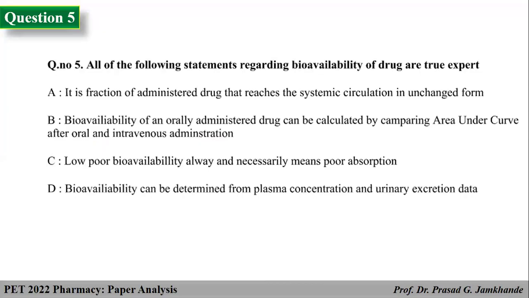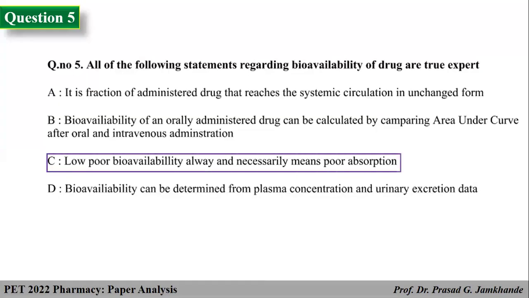All of the following statements regarding bioavailability of the drug are true, except. I have mentioned the except here. Regarding bioavailability, all the statements are true, and we have to identify the wrong statement. It is a fraction of administered drug that reaches the systemic circulation in unchanged form. No doubt, whenever we take the drug, some amount of the drug reaches the blood in unchanged form. That is nothing but the systemic circulation. So this is the correct statement.